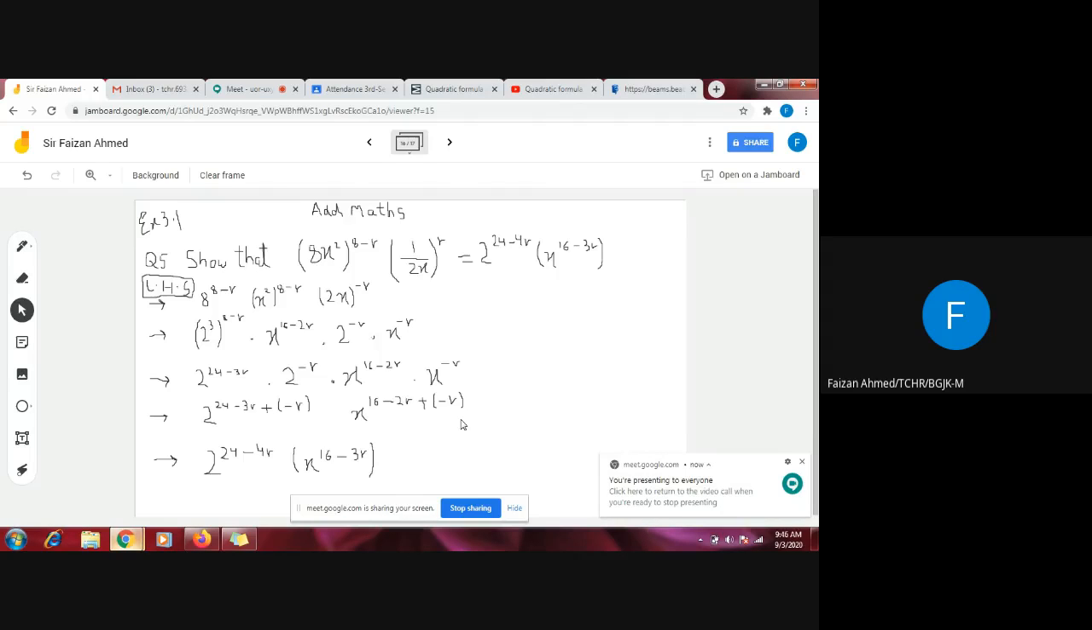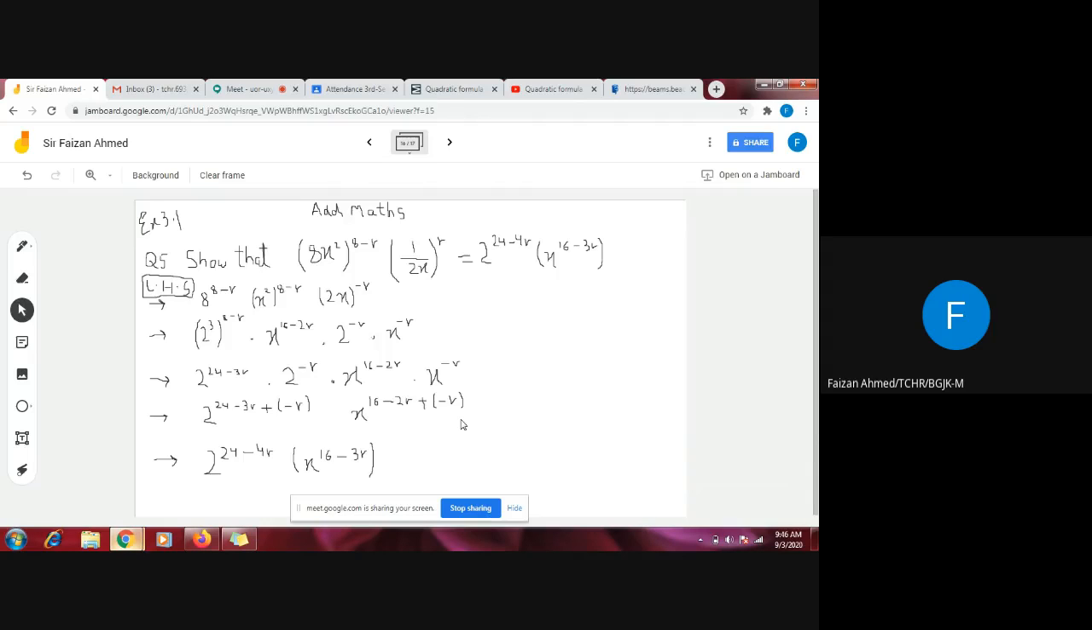We were discussing laws of indices and surds, and this is basically the application of laws of indices and surds. In this question, this is your book question from exercise 3.1 question number 5. This is basically a show that question. In a show that question, you have basically two sides, the left hand side and the right hand side. You have to pick one side and you have to transform it into the other side.